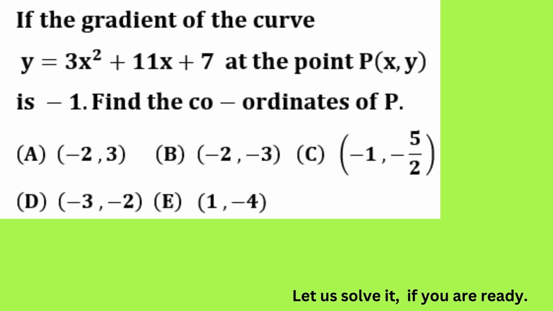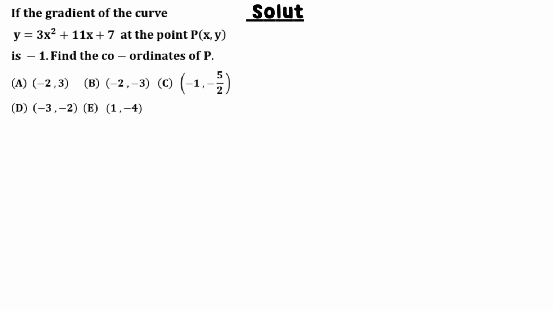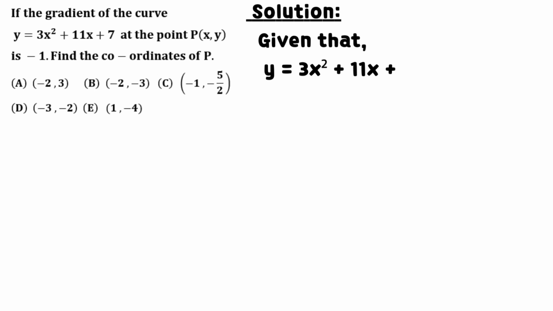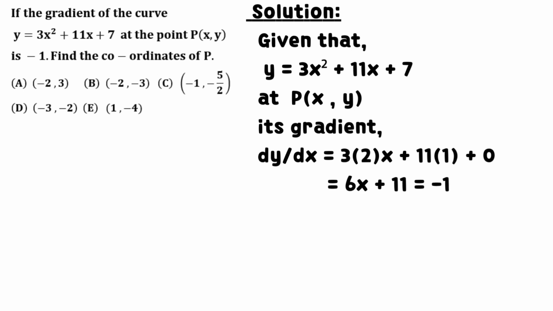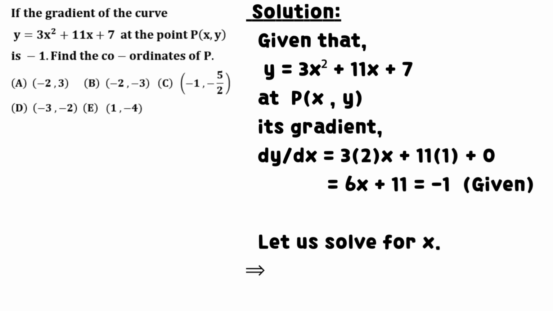Find the coordinates of P. Given that y equals the sum of 3 times x squared, 11 times x, and 7 at coordinate P, its gradient dy over dx equals the sum of 3 times 2 times x and 11 times 1 and 0, which equals the sum of 6 times x and 11.